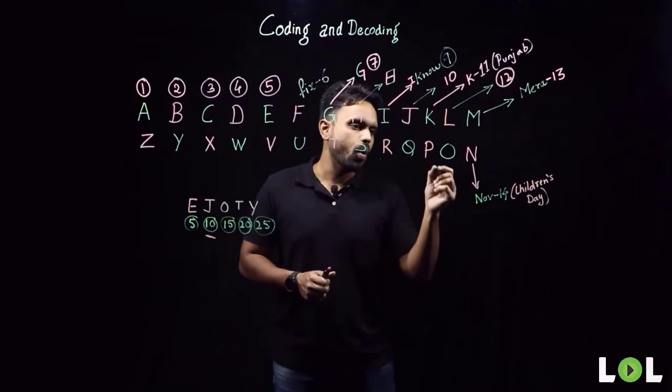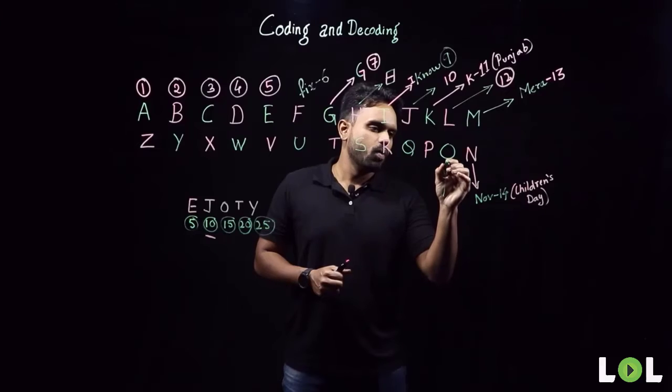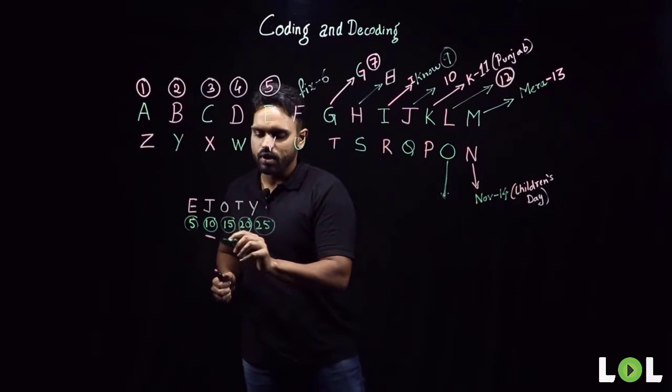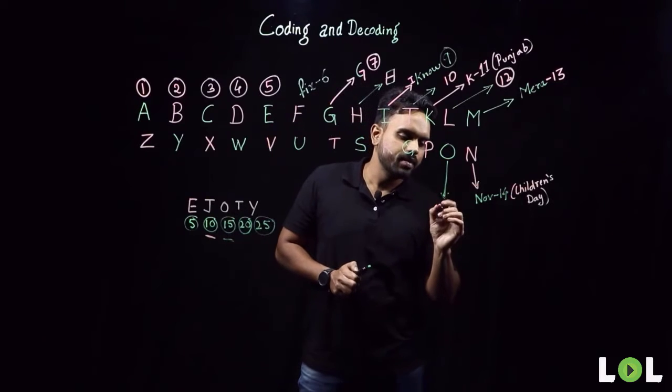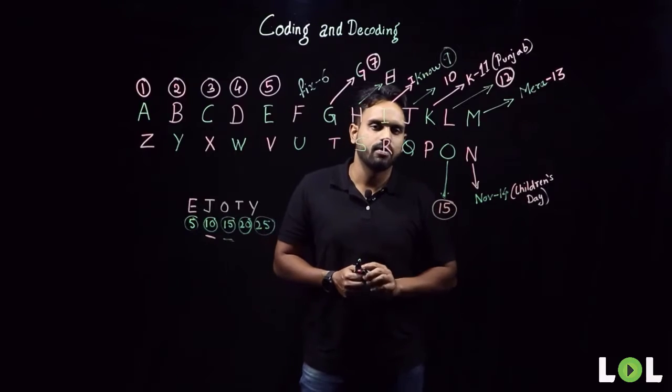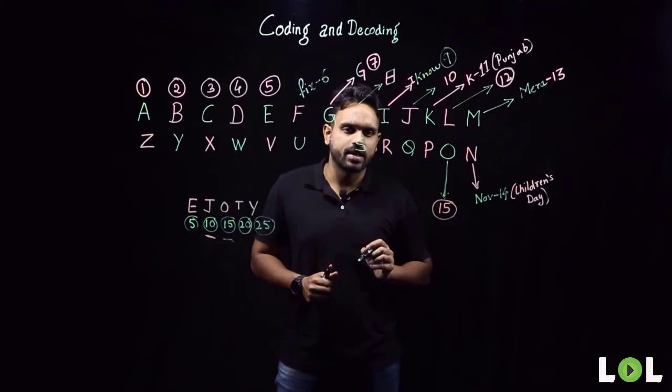When it comes to O, what will be it for O? Any mnemonic that you feel comfortable. But I have Ejoti, O as 15. So I'll directly write it as 15. The place value of O is 15. Now, here we have an interesting story.